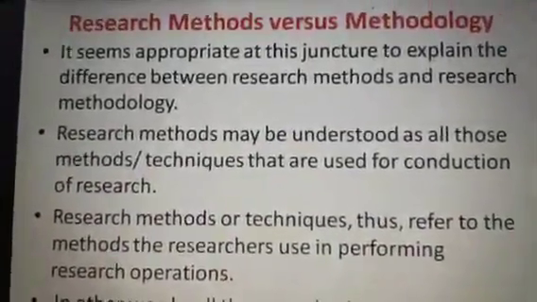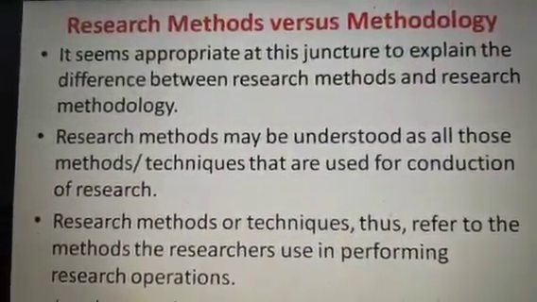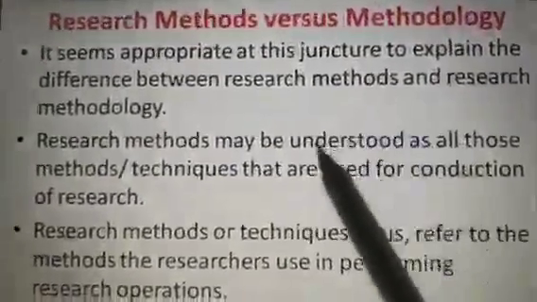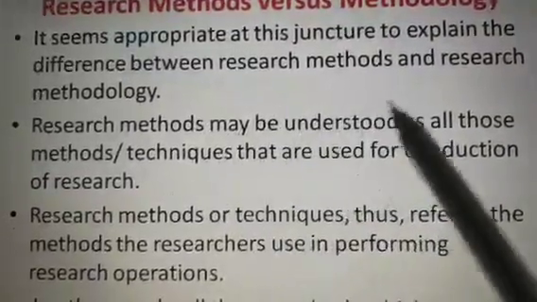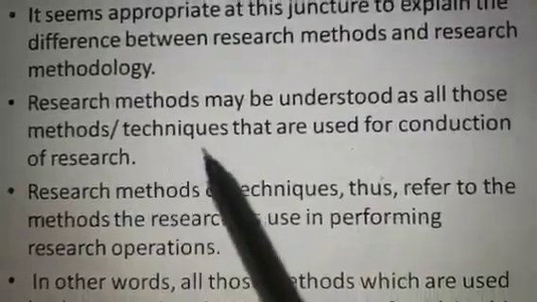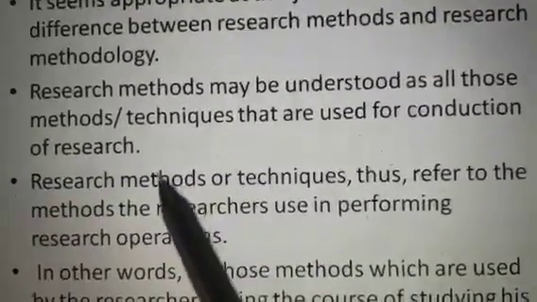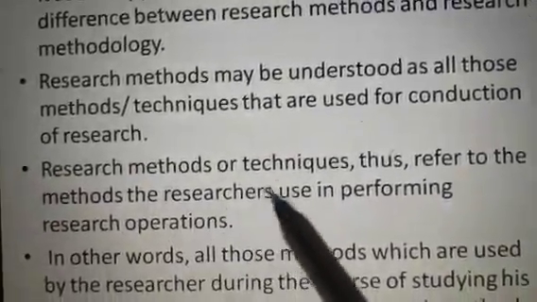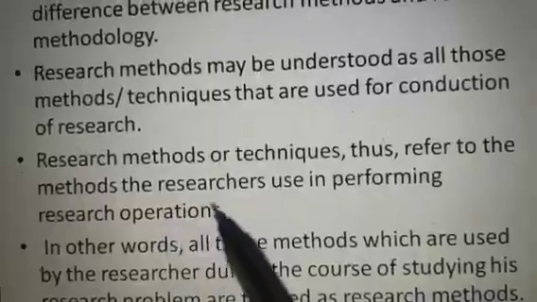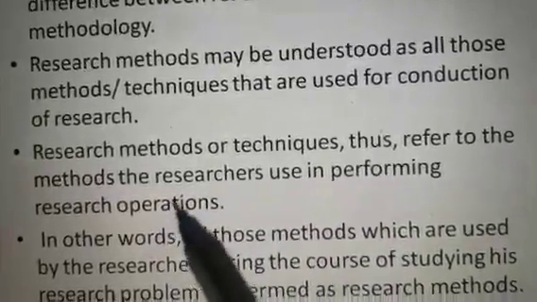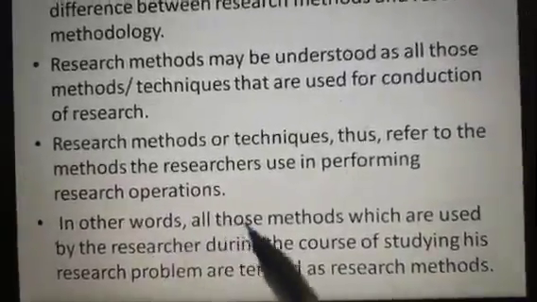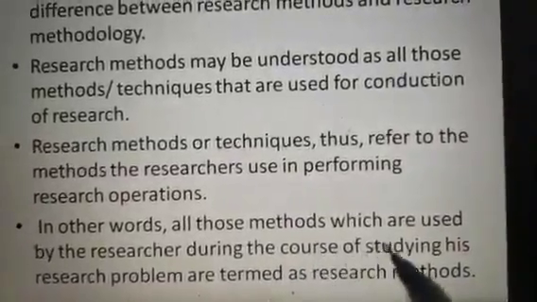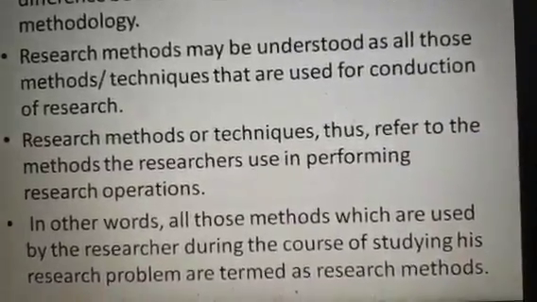The last thing in this first topic is that you have to distinguish between research method and methodology. So students, it seems appropriate at this juncture to explain the difference between research methods and research methodology. Research methods may be understood as all those methods or techniques that are used for conduct of research. Research methods or techniques thus refer to the methods the researcher uses in performing research operations. In other words, all those methods which are used by the researcher during the course of studying his research problem are termed as research methods.